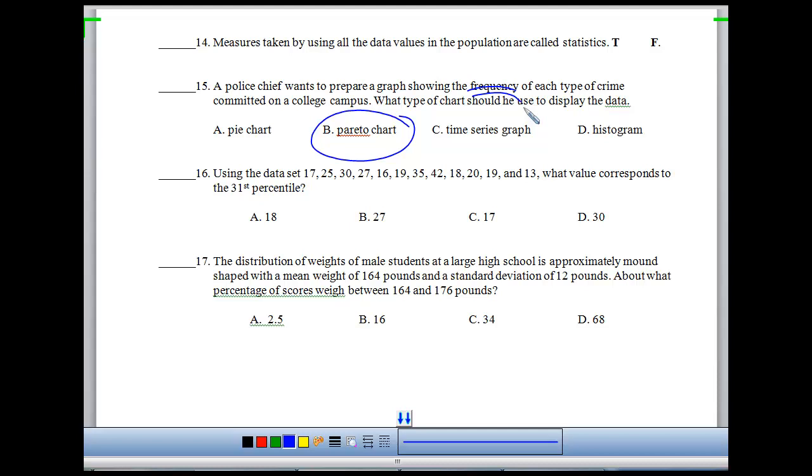Well, first of all, it does, but a histogram is for quantitative data, and so we're talking about crimes. That's qualitative data. So you should ask, what kind of data do I have, and what is it that I want to display? Okay. All right.